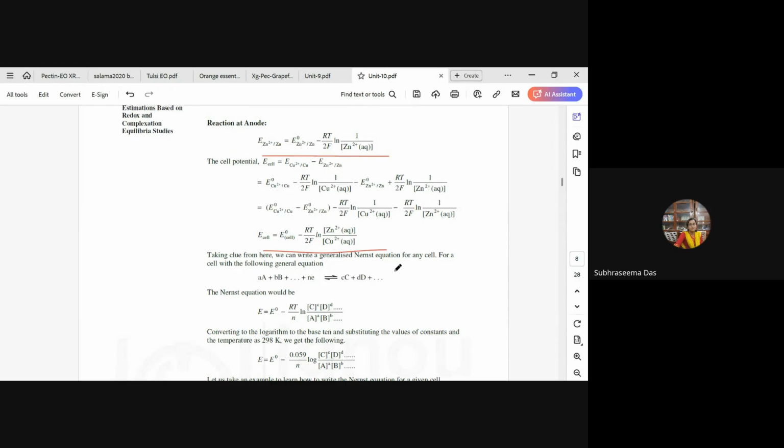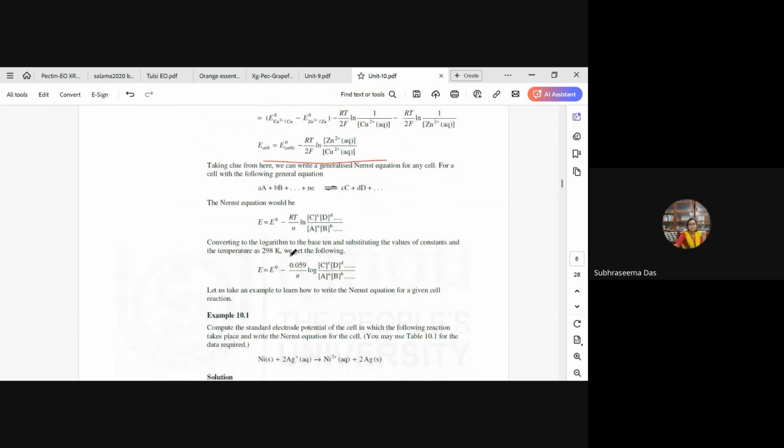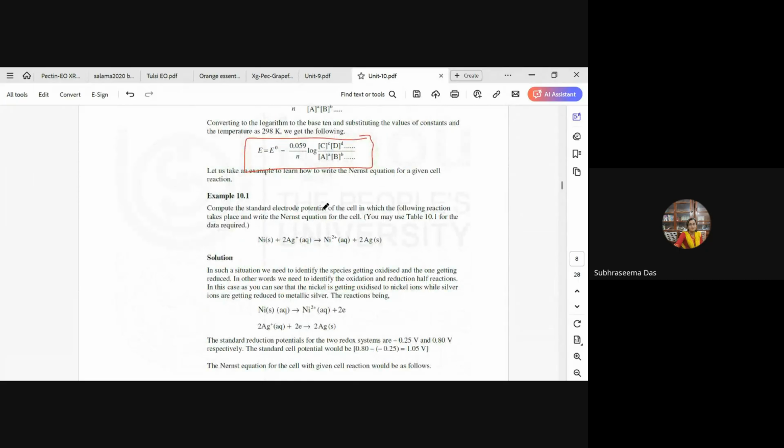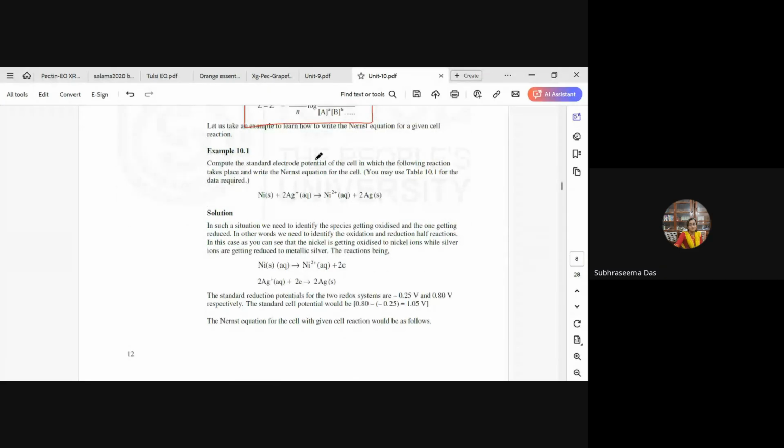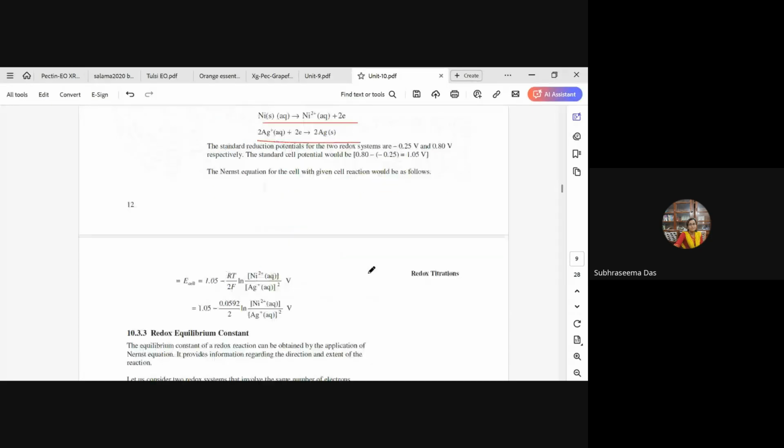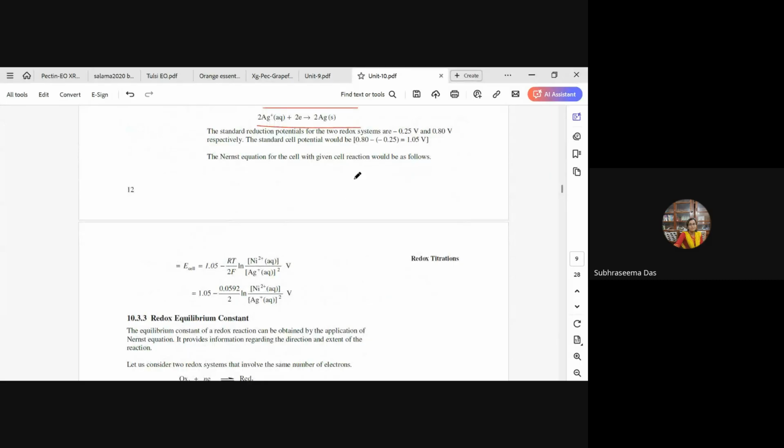Using this equation we can find a generalized formula for the Nernst equation, that is E is equal to E naught minus 0.059 by n log of this concentration factor that we can use. Now an example is given on how we can calculate the standard electrode potential of a cell which follows the following reaction. First we break the overall reaction: nickel gives rise to Ni2+ plus 2 electrons, and 2 Ag+ takes up these 2 electrons to form 2 Ag. The total overall cell Nernst equation and the overall cell potential after substituting the values will be this.